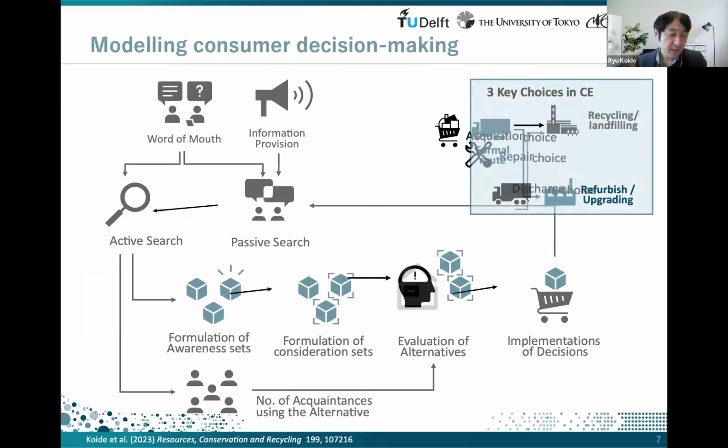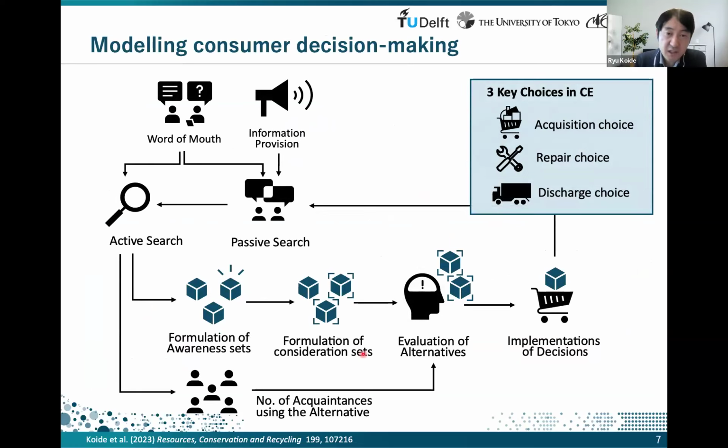And then we have the strength of ABM, which is modeling the decision making itself. So in circular economy, we have 3 key choices: acquisition, repair, and discharge. For acquisition, the consumer needs to choose between buying brand new, buying a reused product, or maybe renting it. For the repair choice, they decide whether to repair or not, and then the discharge choice is where to let it be collected.